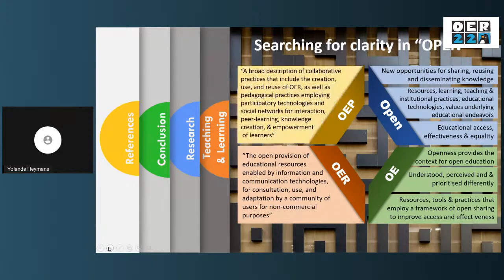In this study, we define open educational pedagogy from the work of Kruinen, who describes it as a broad description of collaborative practices that include the creation, the use, and the reuse of open educational resources, as well as pedagogical practices employing participatory technologies, social networks for interaction, peer learning, knowledge creation, and empowerment of learners. But this is quite a mouthful for us, so we would like to show you what we did.